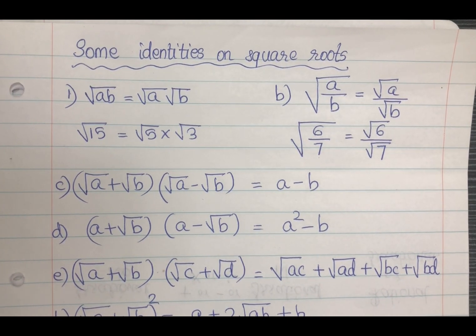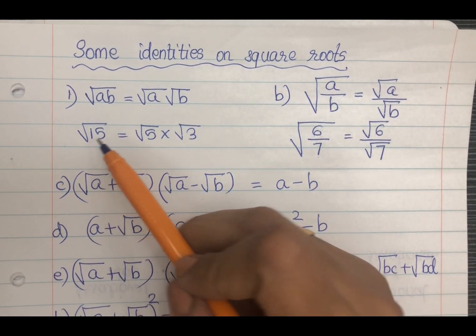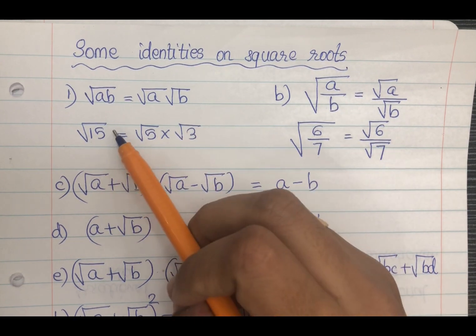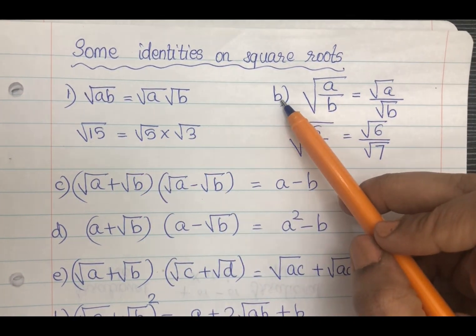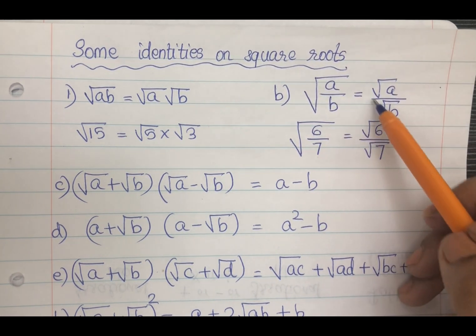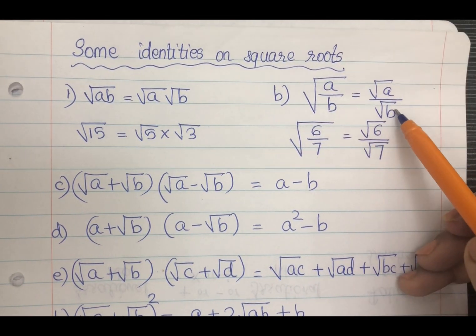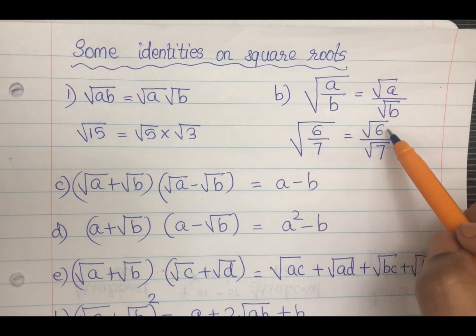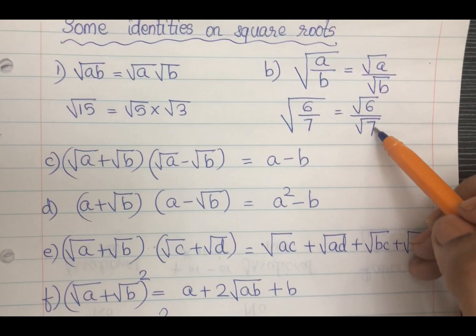Now let's see some identities on square roots. The first one is root of AB is equal to root A into root B. That is, root 15 is root 5 into root 3. We can split this. The second one is root of A by B is root A by root B. For example, root of 6 by 7 is root 6 by root 7.